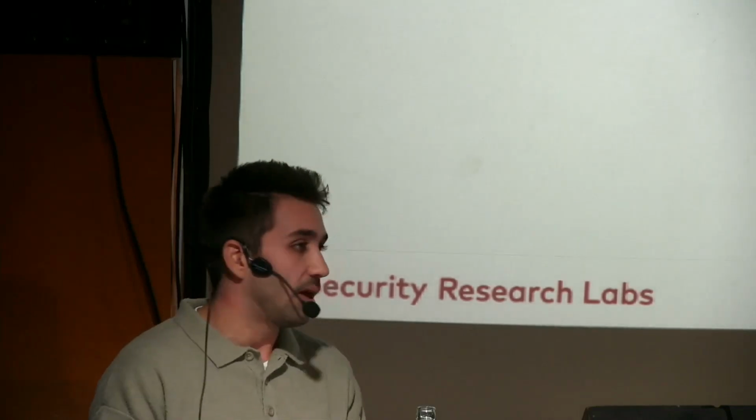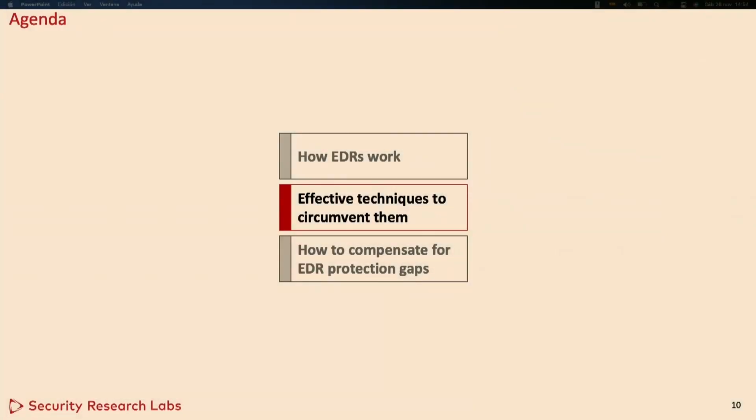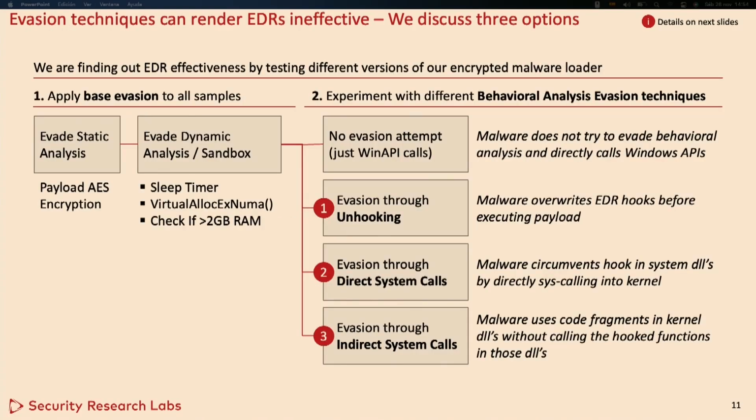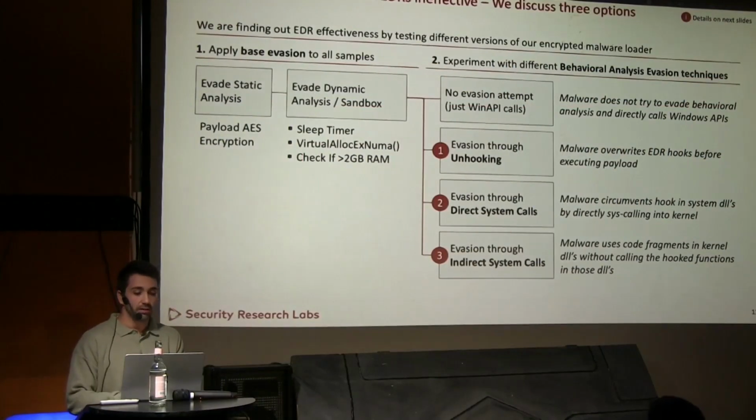Now let's see some effective techniques to circumvent these protective measures, specifically behavior analysis, which we haven't mentioned. A bit of background: in this case, we are obviously applying base evasion to everything. So we are evading static analysis, encrypting our payloads, and evading dynamic analysis by implementing some sandbox evasion techniques. And we are going to explain three techniques.